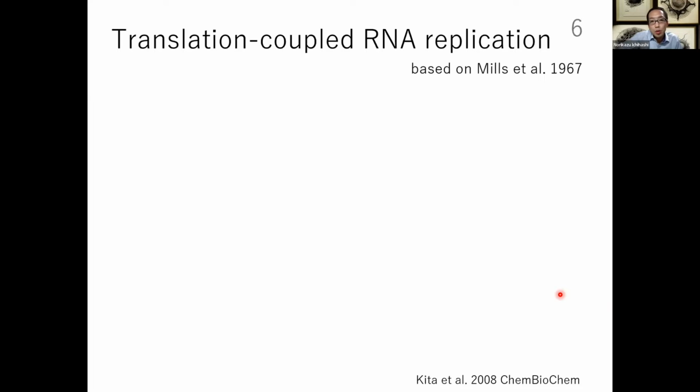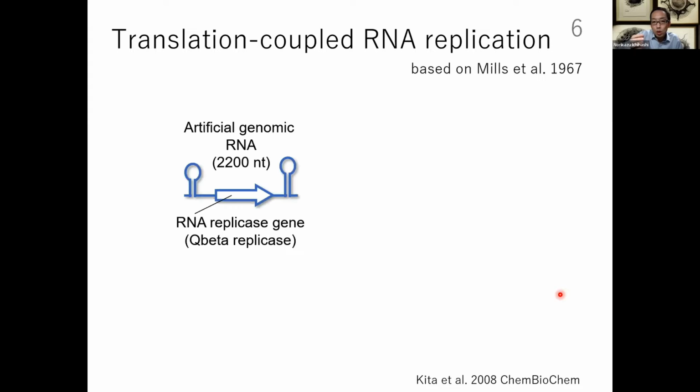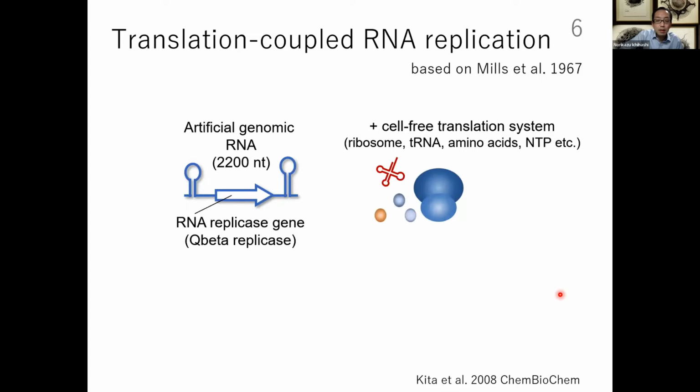We called it a translation-coupled RNA replication system. In this system, we used artificial genomic RNA. It's about 2,000 nucleotides, and it encodes only one gene, the RNA replicase gene. It is used in the Spiegelman's experiment. But here, we used different factors, a cell-free translation system.